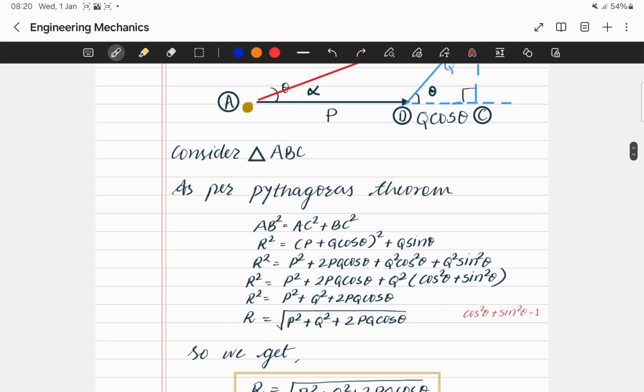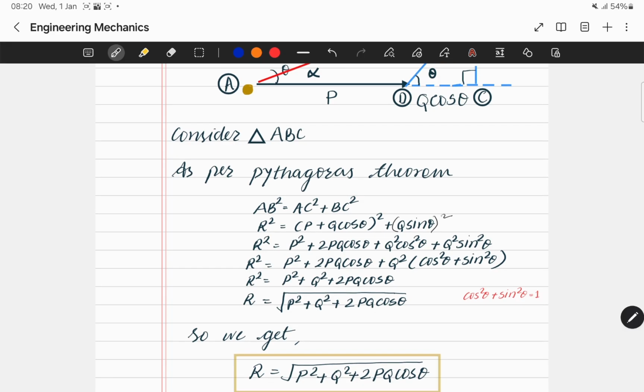So we take the square of each. If we simplify it, as we know that (A plus B) square is equal to A square plus 2AB plus B square, so (P plus Q cos theta) whole square, R square, is equal to P square plus 2PQ cos theta plus Q square cos square theta, and (Q sin theta) square is Q square sin square theta.